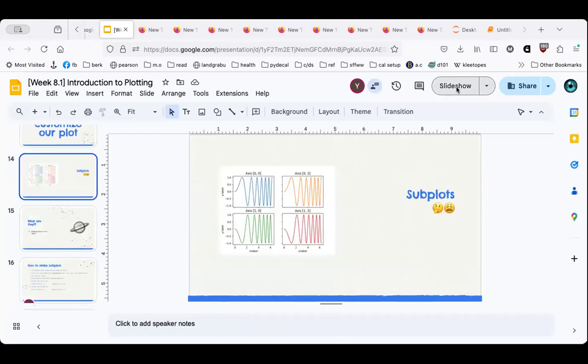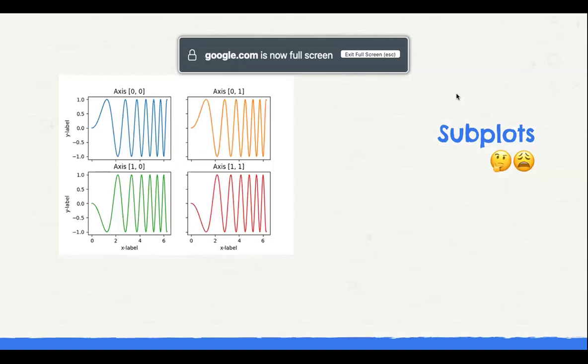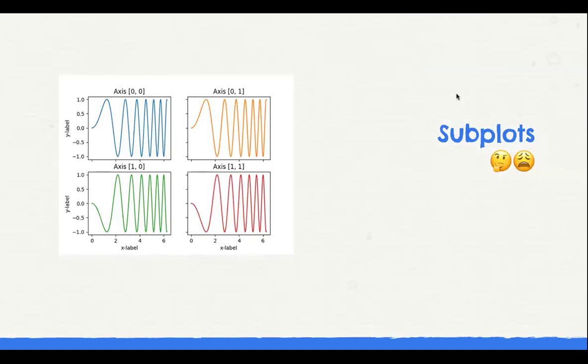Okay, time to cover my least favorite thing in plots, which is subplots. You do subplots if you want to make a big figure with more than one plot in it. So this is like one big figure and then it has 4 separate graphs on it. Like what we did before, we stacked lines onto the same set of axes. Not for this, they're all different, they're all separate.